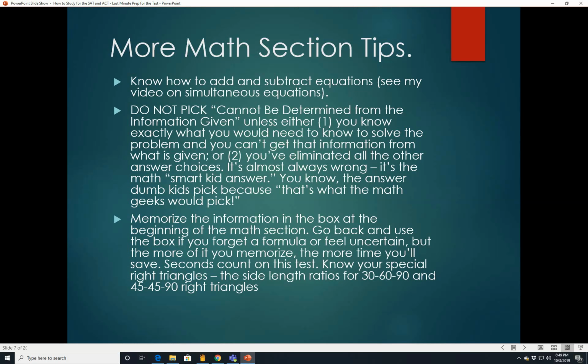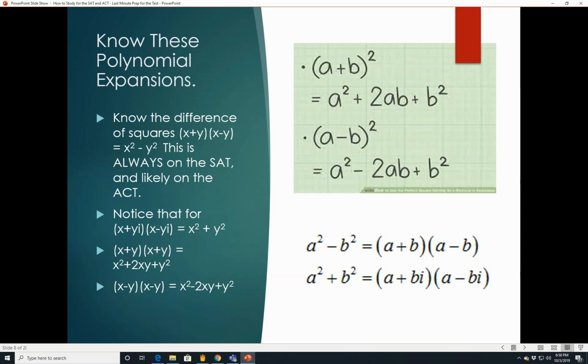The side length ratios for 30-60-90 and 45-45-90 right triangles, because they could give you a problem where they just show you the side length ratios, but they don't show you any angle measures because they expect you to figure out the angle measures from the side length ratios.